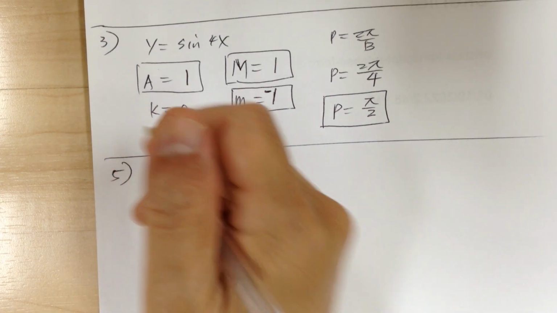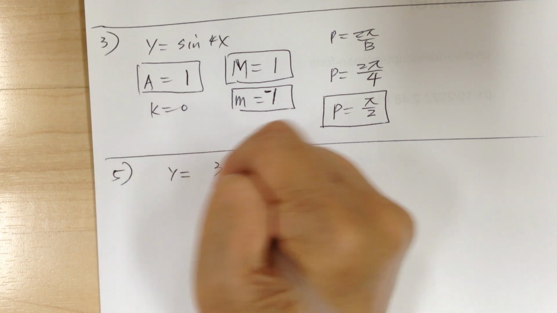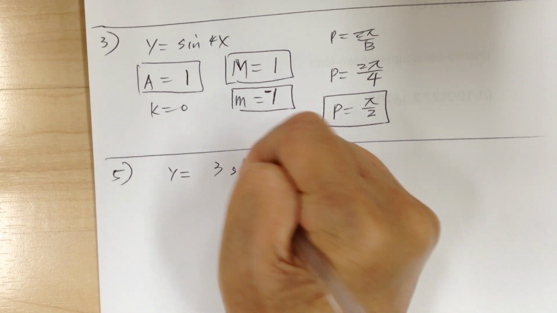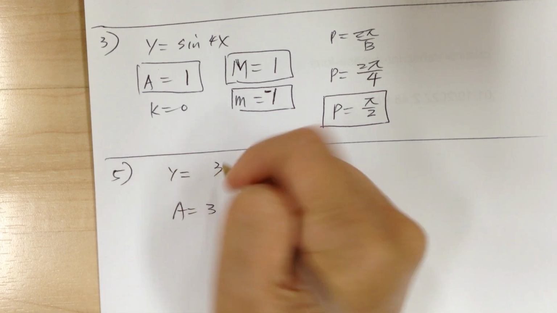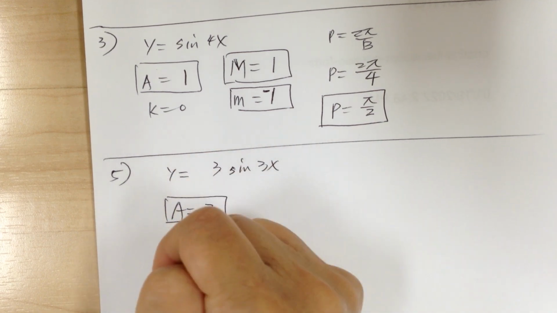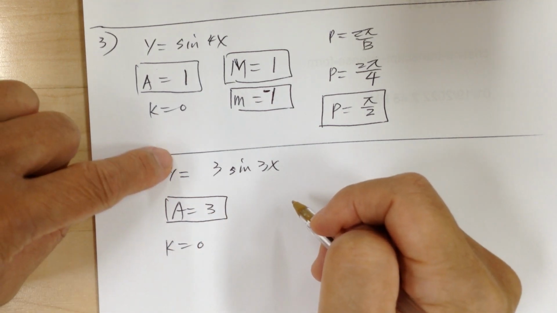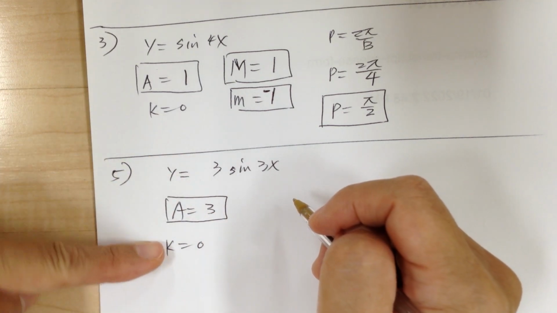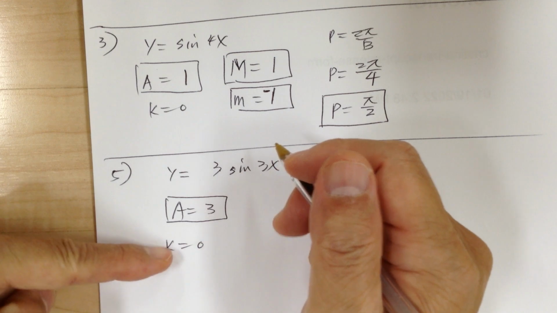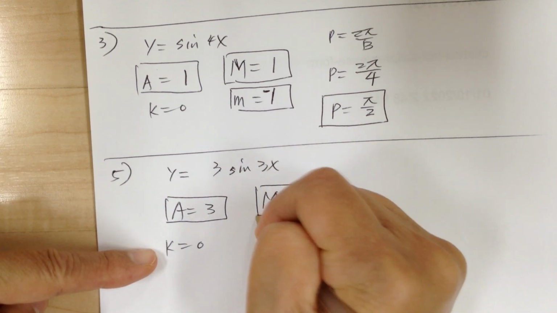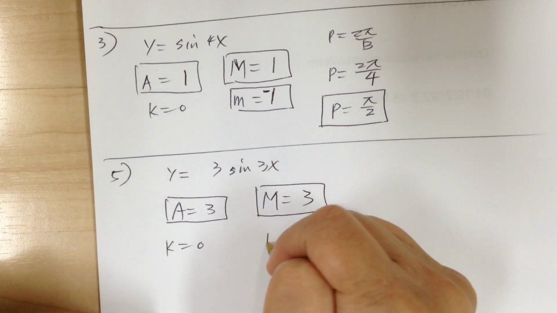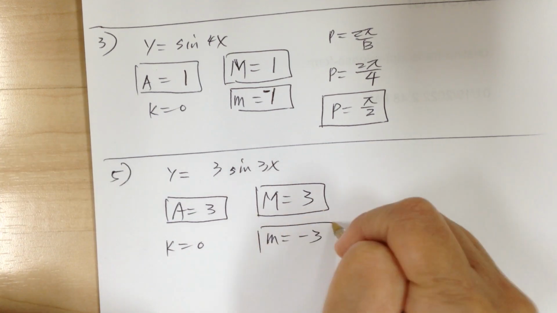Okay, number 5. You have y equal to 3 sine of 3x. So again, a equal to 3. That's your amplitude. And k equal to 0, right? Again, there's no plus over here. So that's your center line, so you start at 0. If you go up by 3, your highest point is equal to 3. If you go down by 3, your minimum is going to be -3.